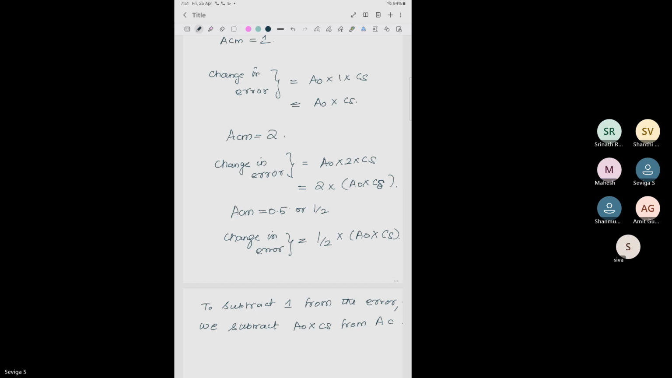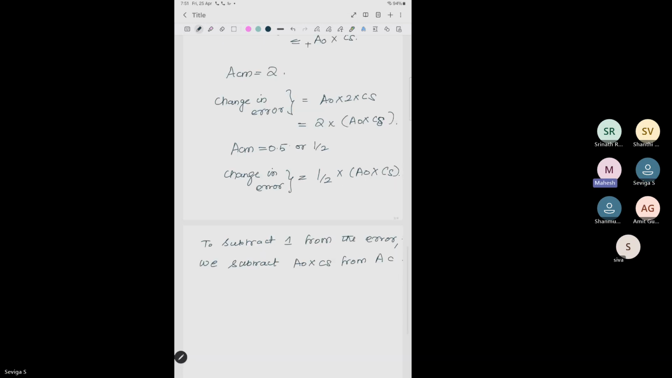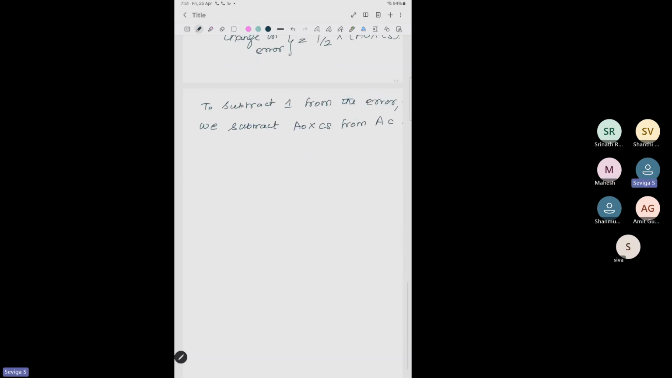So if the weight increases by A naught into C delta, the error will change by 1. If I want to reduce the error, then I need to put a subtract sign before it. So to subtract 1 from the error, we need to subtract A naught into C delta from AC. If you want to add, it is a positive sign. If you want to reduce the error, we need to subtract from the weight.